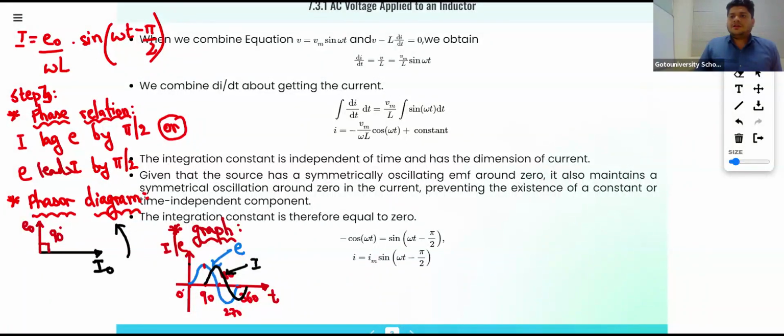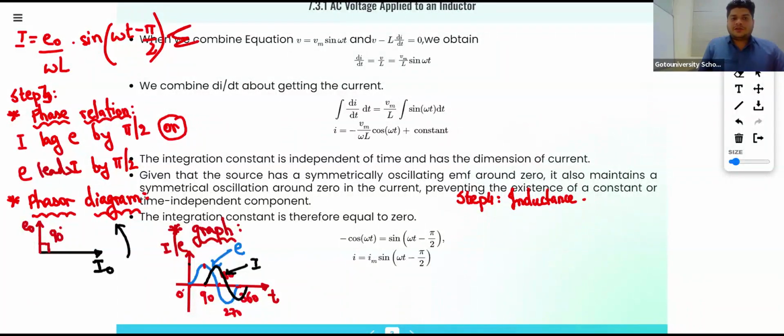Phase relation, phasor diagram, and graph. Then what? Step 4, we have to find the ratio, which is the reactance. Here it will be inductive reactance. How does that come into the picture?